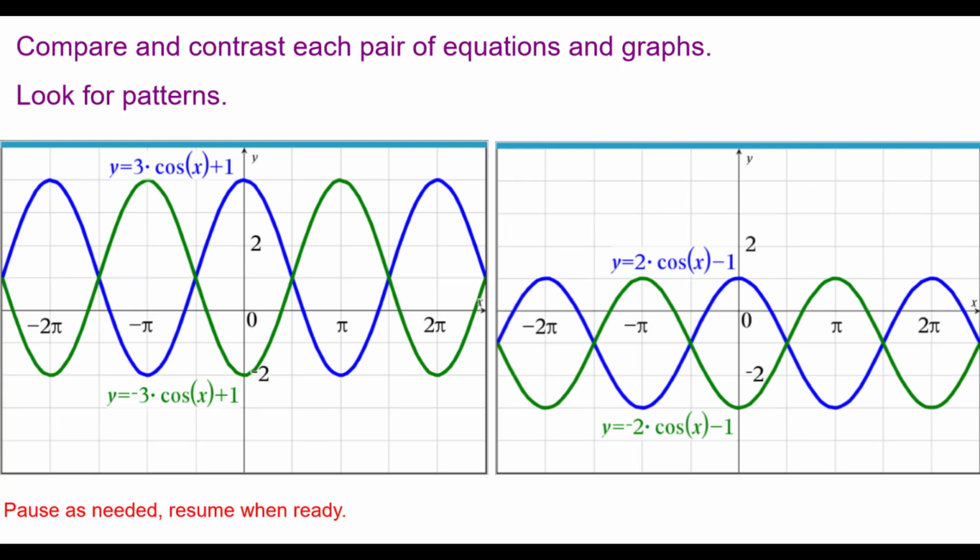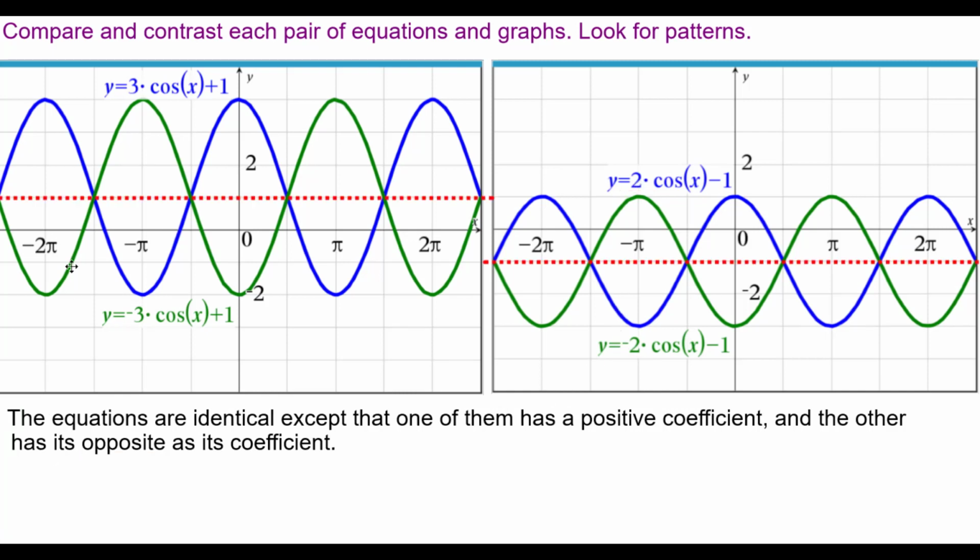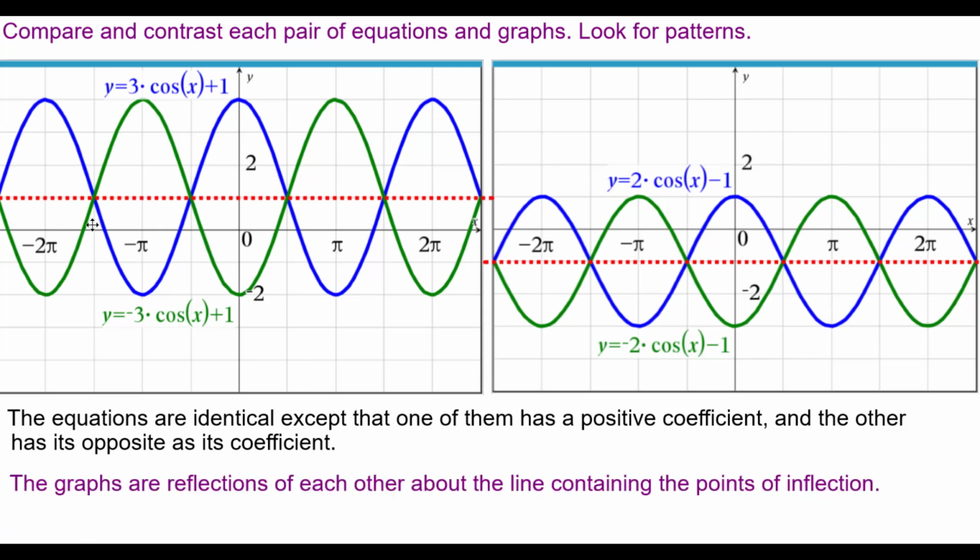Here's another two pairs of graphs. We'd like you to compare and contrast those, looking for patterns. Pause as needed. Again, the equations are identical, except one of them has a positive coefficient. The other one is its opposite. Similarly here, positive 2 and negative 2, its opposite. Here I drew in the lines containing the points of inflection. And you can see that the graphs are reflections of each other about this line containing the points of inflection.